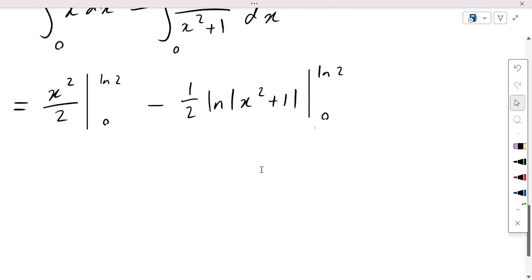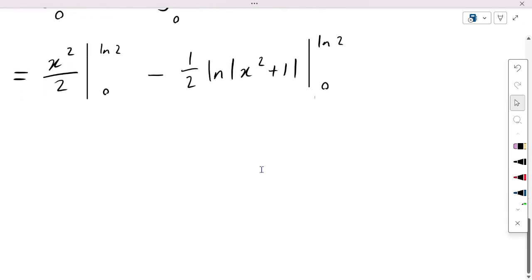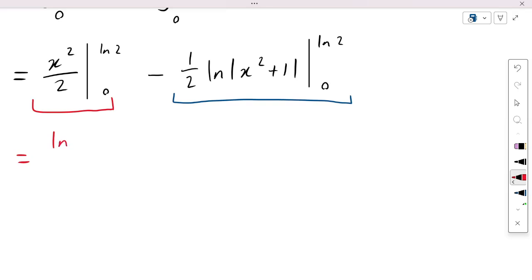Okay, now obviously my technique that I would use over here is going to be like this. The red is going to be the first term that's being evaluated, and then the blue is going to be the second term being evaluated. So let's do the red first. This is just going to be equal to the natural log of 2 all squared, because we're subbing in the upper limit first, divided by 2, and then we're going to minus it by when we include the lower limit. So this is going to be 0 squared over 2. And we know that this will cancel and give us 0.